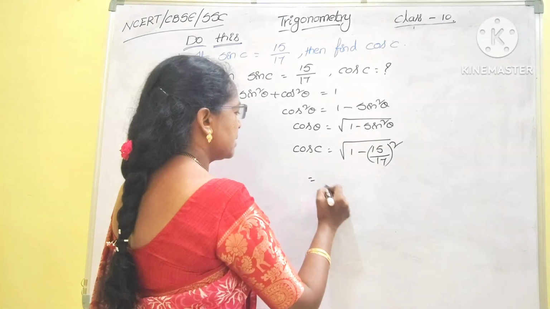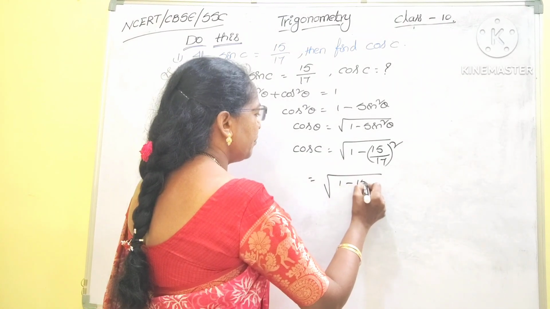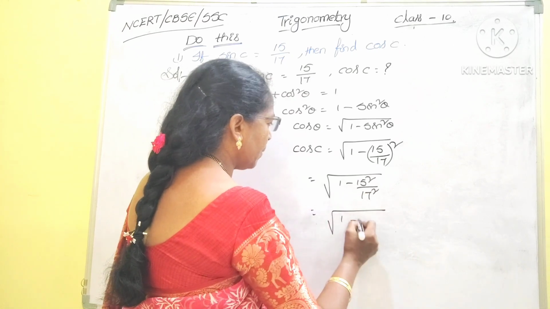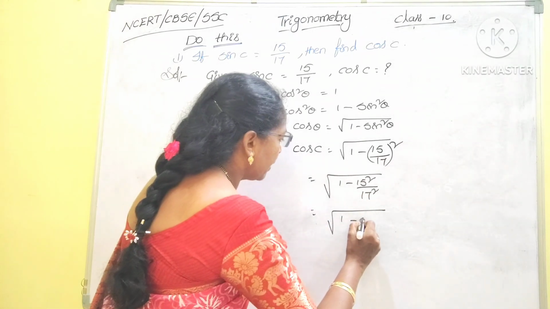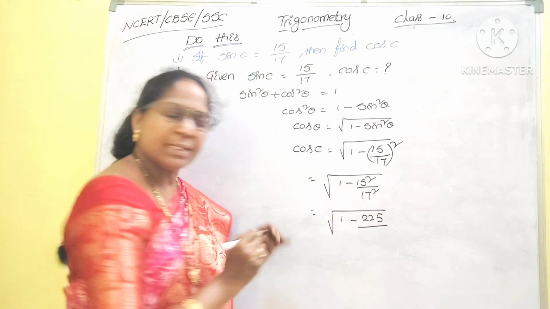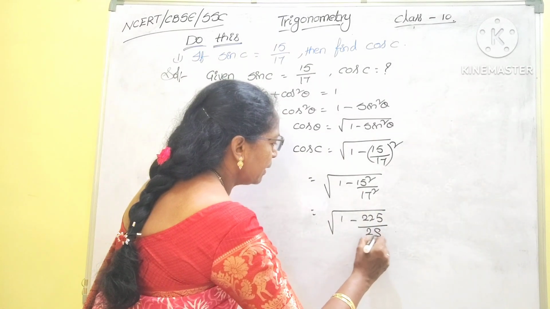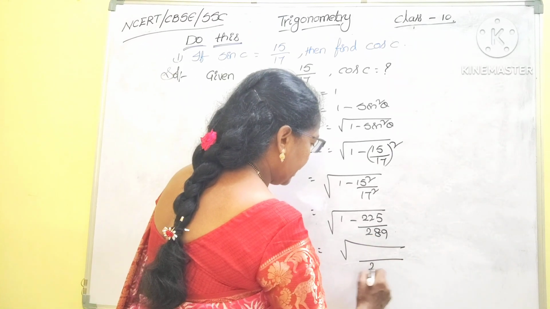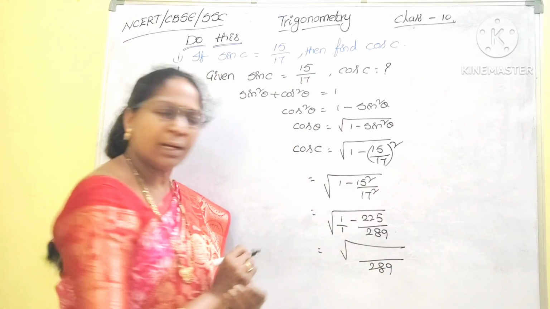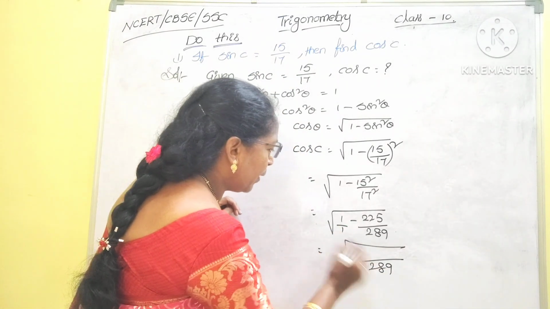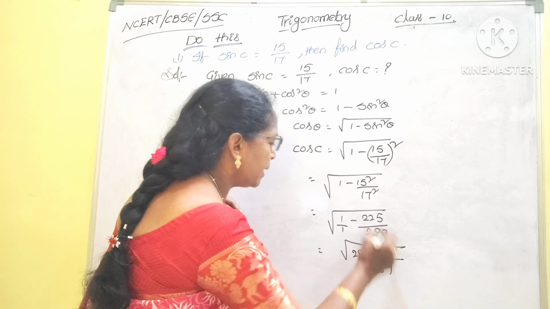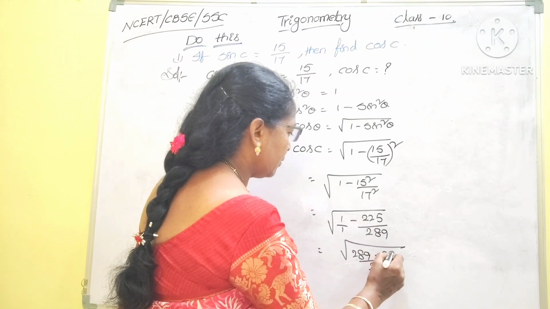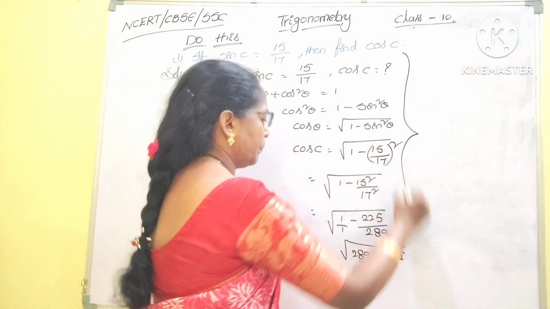Now simplify. Square root of 1 minus 15 square divided by 17 square, that equals square root of 1 minus 225 divided by 289. Now find the LCM. Square root of 289 is the LCM, as the other term is by 1. So 1 into 289 is 289, and minus 225.